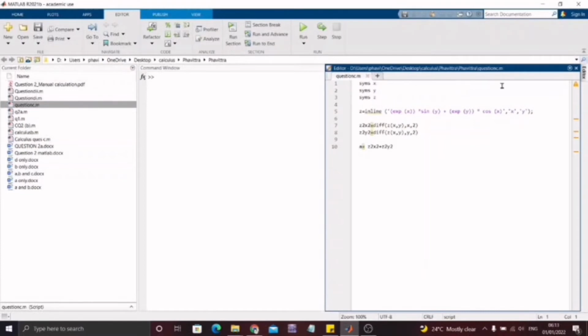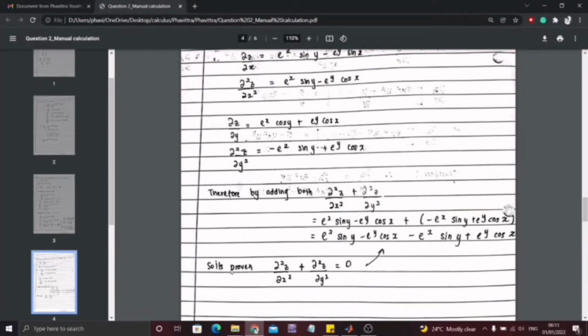So this is the simulation for question 2c. By running the simulation, we can see this is the output of the simulation where the final answer is 0, like how it is proven here.